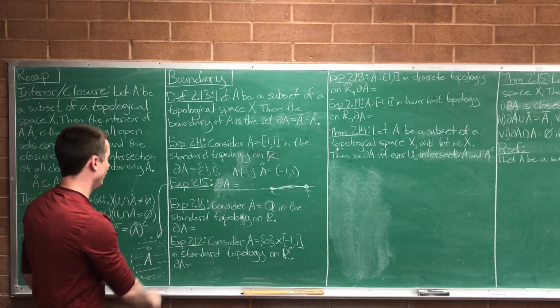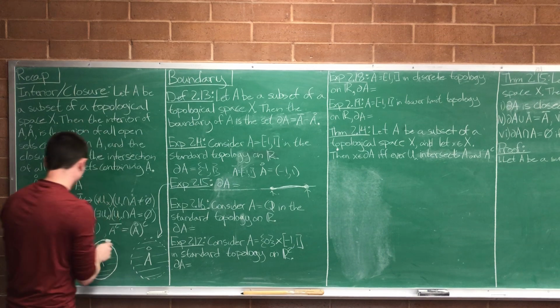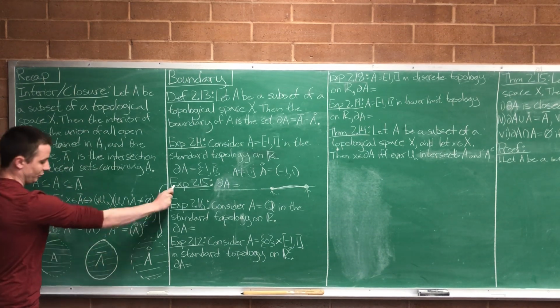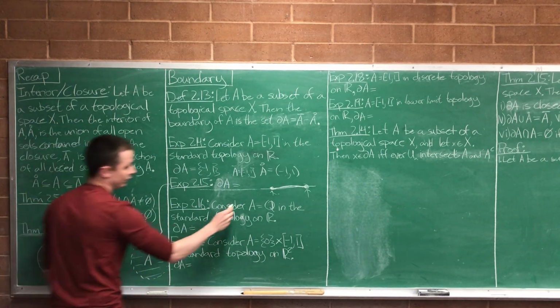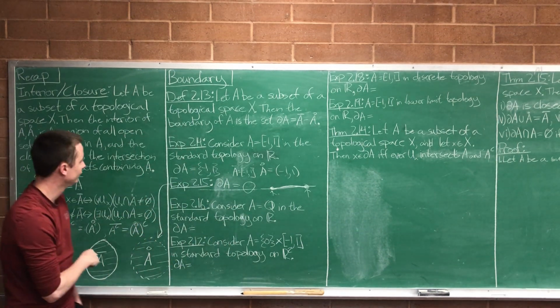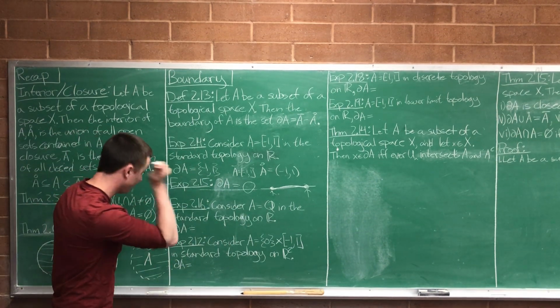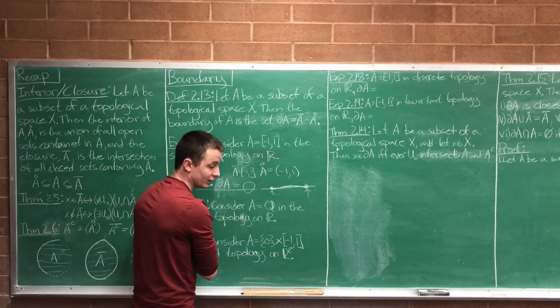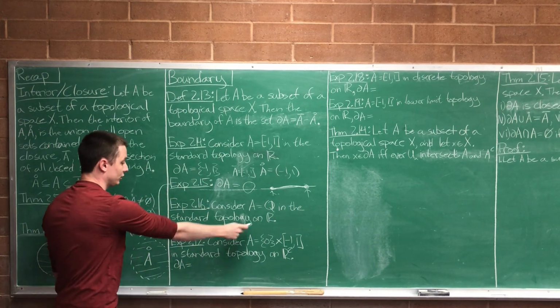Another example, example 2.15. We already talked about that. When we look at this picture over here, what's the boundary? It's just some circle. It's just a circle around A, right? So we don't need to do that example. Next example. Okay, let's look at the rational numbers in the standard topology on R.